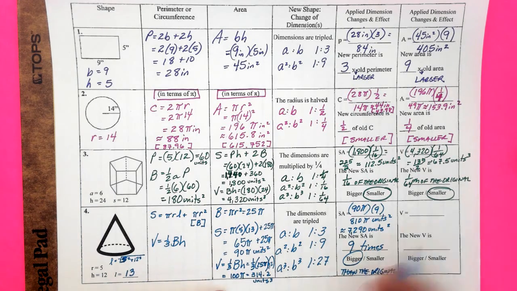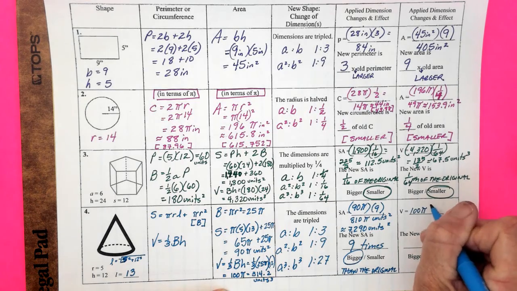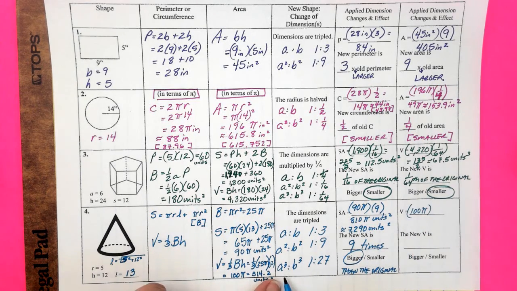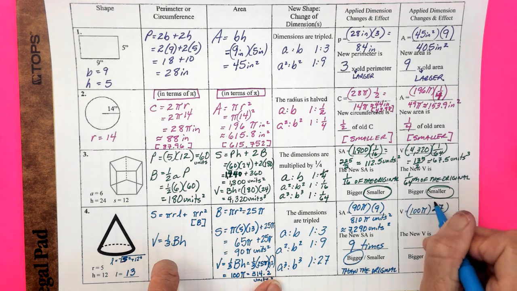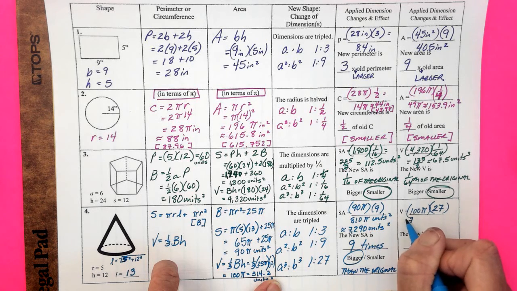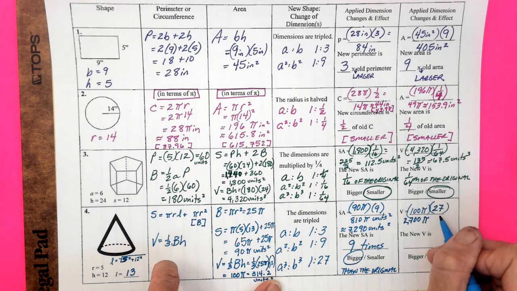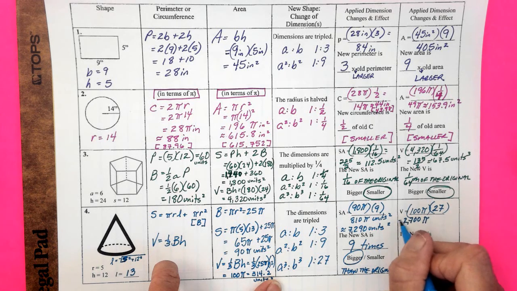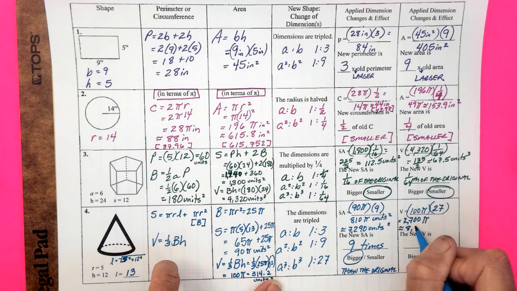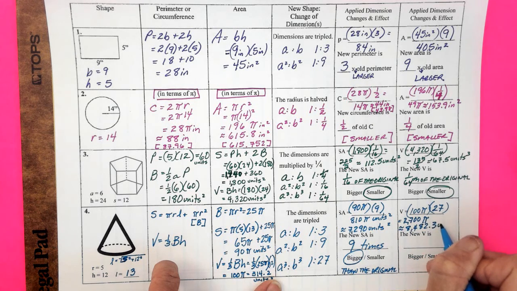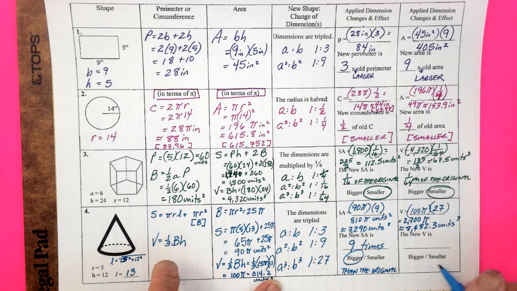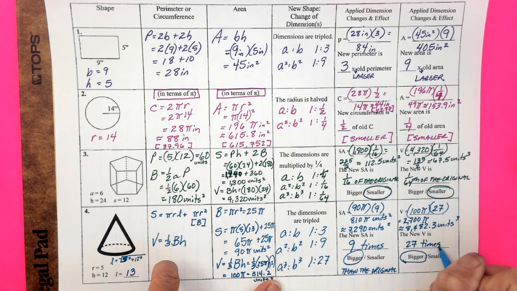Take the original volume down here at 100 pi. Since we're dealing with volume, we'll choose a scale factor that goes with volume, and we'll multiply to make it 27 times bigger, which gives us 2,700 pi, which when we multiply times pi, will be approximately 8,482.3 units cubed. We're obviously getting bigger, and it's 27 times bigger than the original.